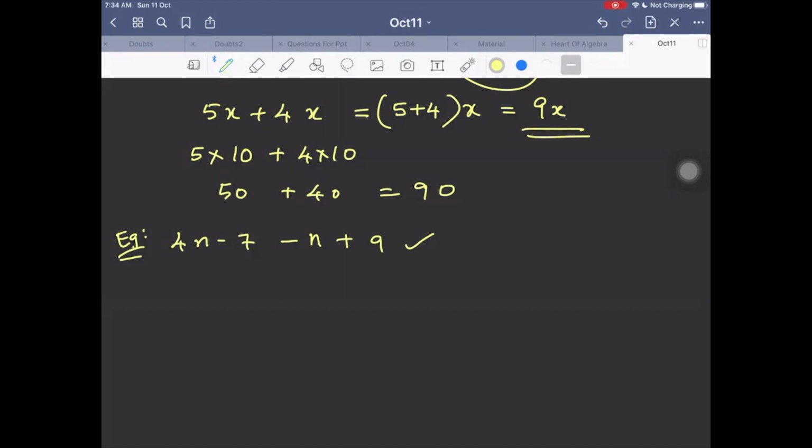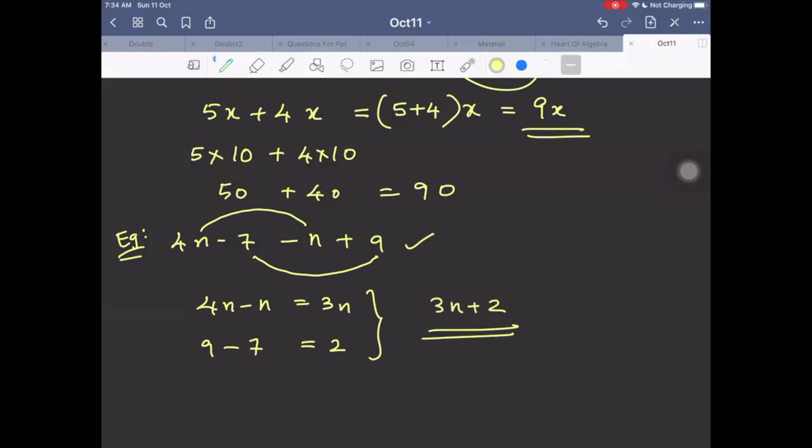Oh, that's very good. So you just combine the identical terms. So we have expressions, you have terms having n here, and you have constant terms here. So we have 4n minus n. You just combine them, that is 3n. The other ones are 9 minus 7, that is 2. So ultimately you have 3n plus 2. That is very good. Cool.